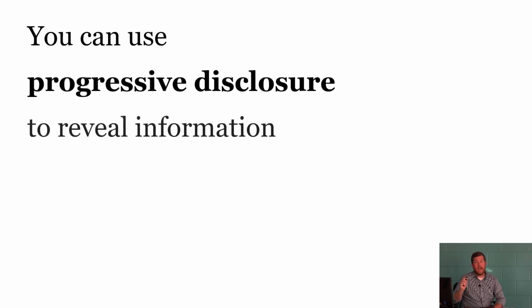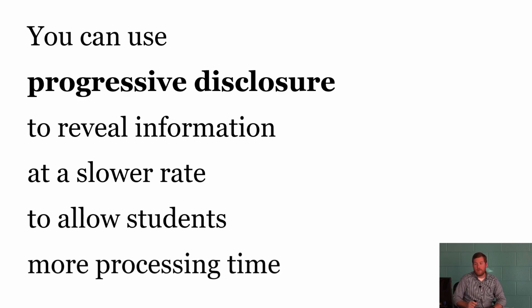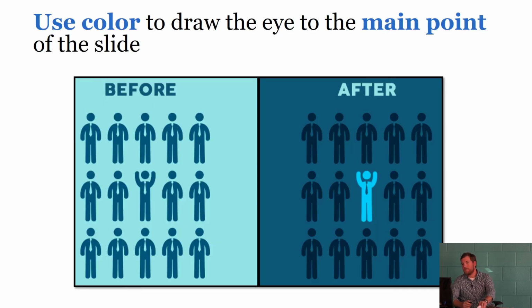So some ways that we can guide students' attention, and I know a lot of y'all use this first one, which is called progressive disclosure, right? So you can use that to reveal information at a slower rate so that the students are getting it at the rate that you want them to get it. This is also called conceal and reveal. Progressive disclosure, conceal and reveal.